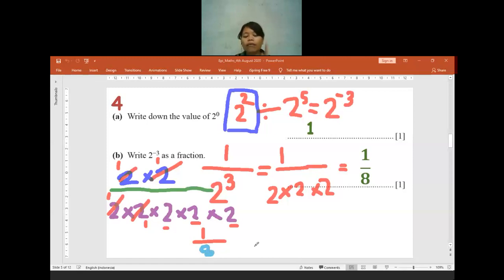That's why we always have the 1 at the denominator. When we have any indices with a negative power, we can just directly write it as 1 per any number. The indices we can copy paste without the negative sign. In here, 2 to the power of negative 3, when it becomes a fraction, it will be only 1 per 2 to the power of 3.